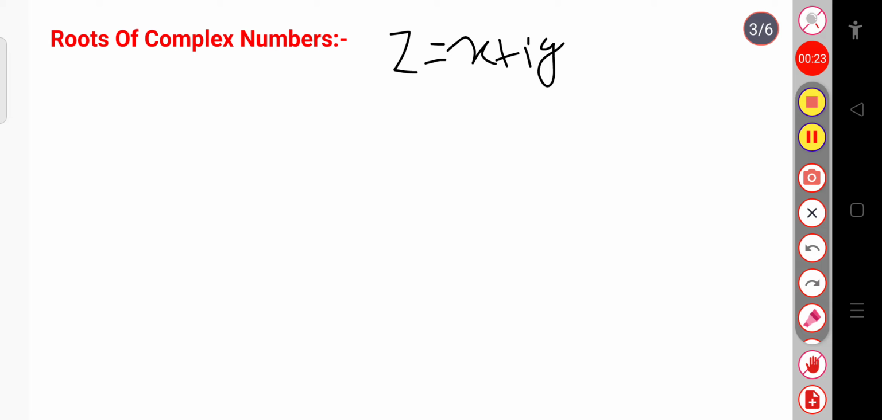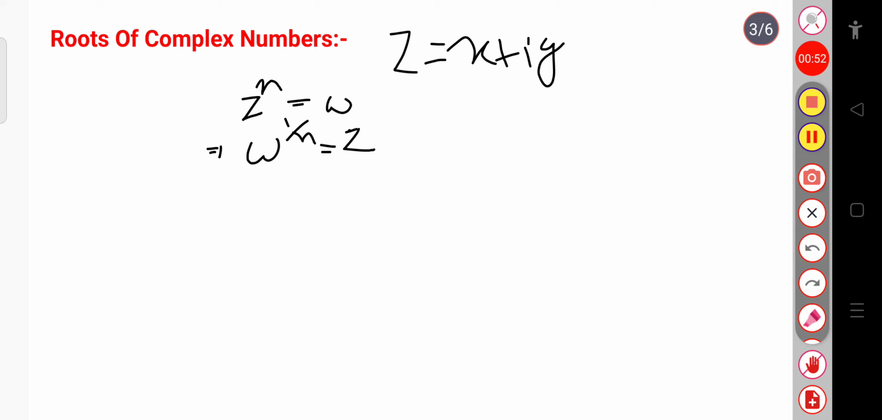Suppose this is z power n. We can express this. Let us consider z power n is w. It means that w power 1 by n is equal to z. Okay, if I multiply 1 by n in both powers, this will be z power 1 equal to w power 1 by n.